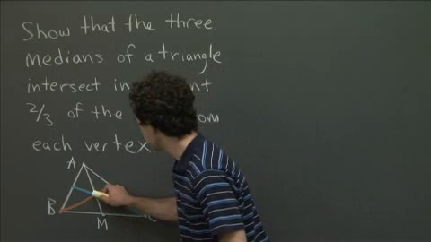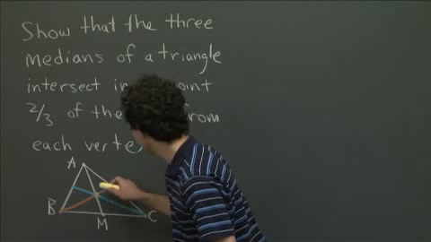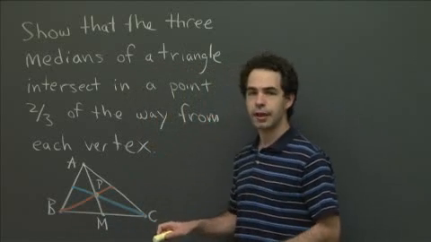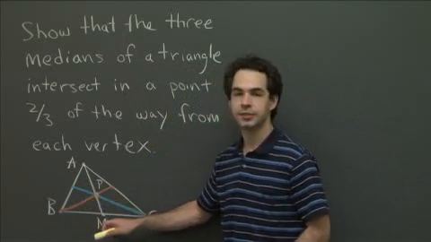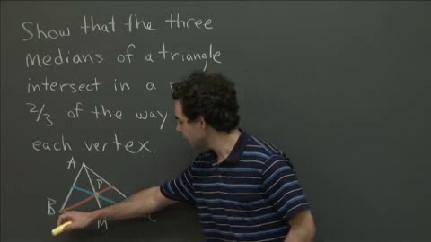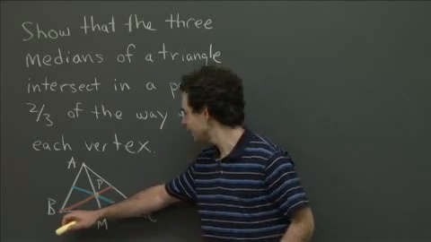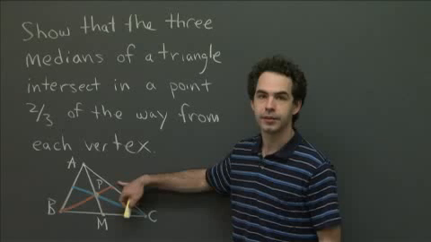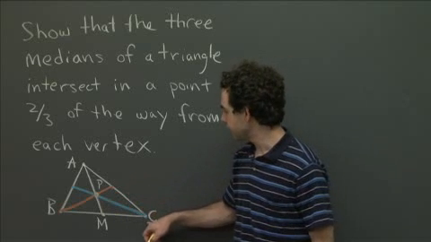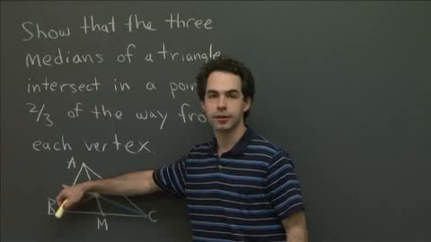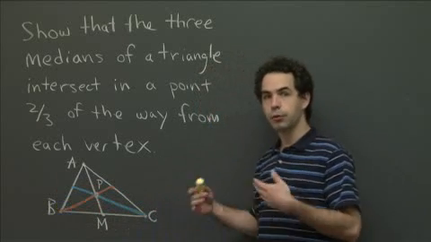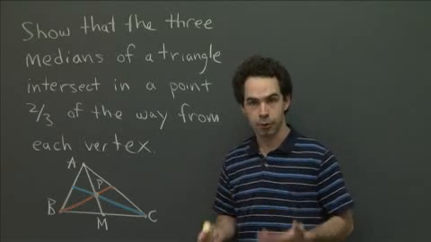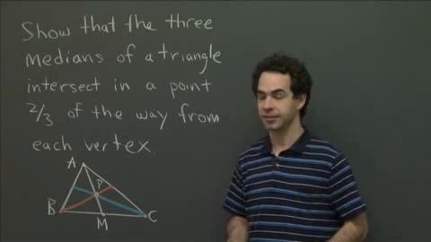So for example, there's a point, let's call it P, at first. So there's a point P such that AP is twice PM. And similarly, there's some point maybe called Q that's 2/3 of the way from B to the midpoint of this side, and there's some point that's 2/3 of the way from C to the midpoint of this side. And so an equivalent formulation of the question is to show that these three points are really the same point, that they're all in the same place.